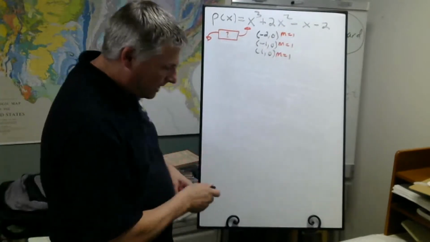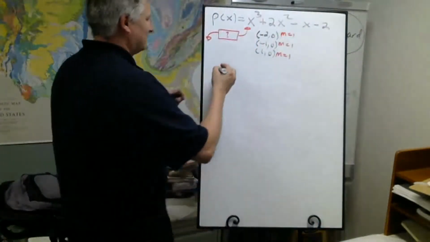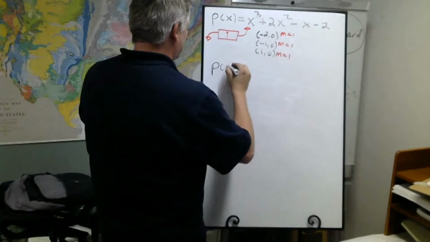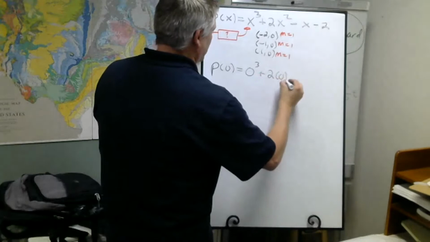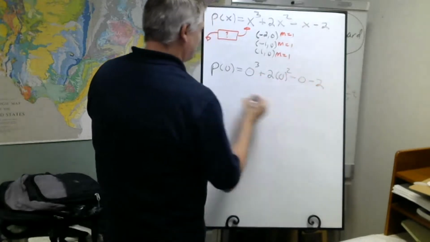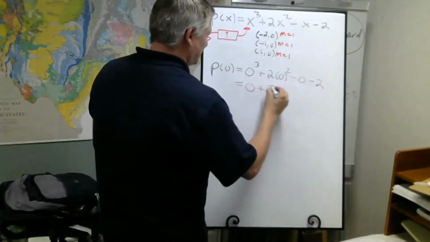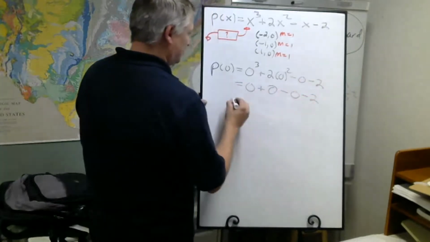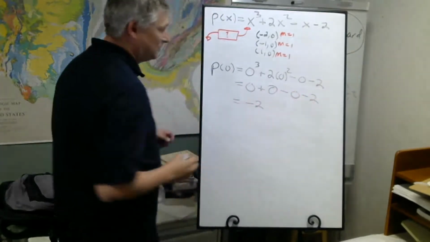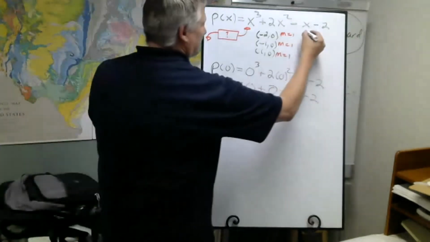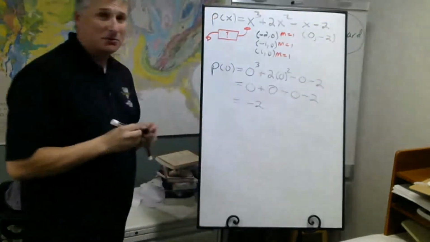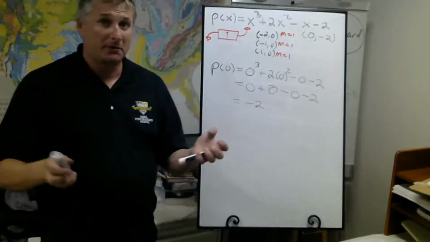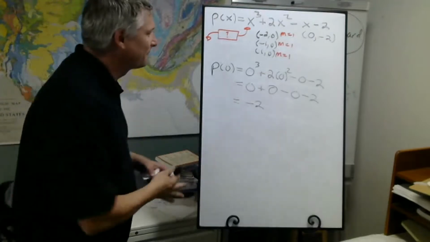So looking for the y-intercept, we just let x be 0. So p of 0 is 0 cubed plus 2 times 0 squared minus 0 minus 2, which is 0 plus 0 minus 0 minus 2. That all comes out to minus 2. So for the y-intercept, let x be 0, we get negative 2. And for this, there's no multiplicity. You only have to worry about that for the x-intercept.